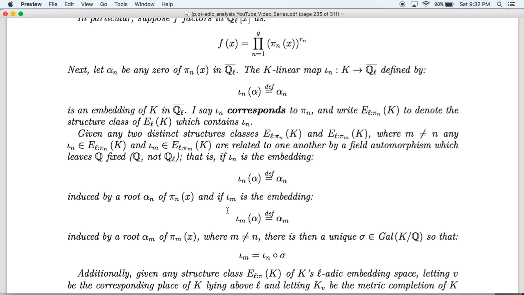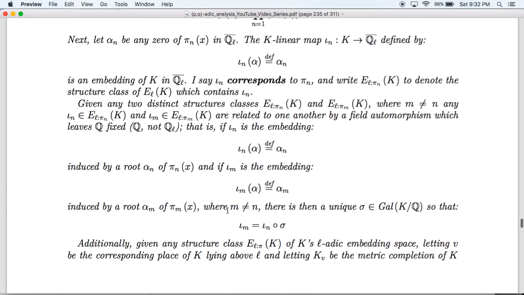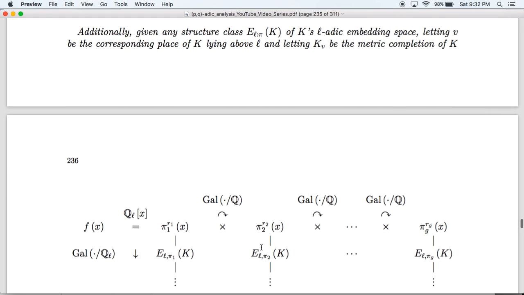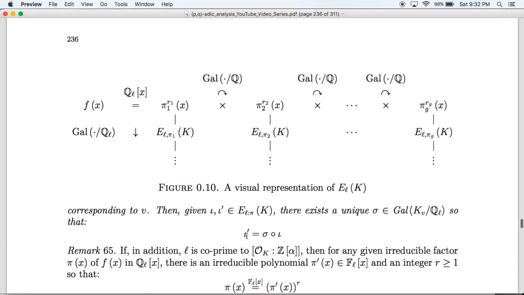However, as we said, each individual structure class is an equivalence class of embeddings up to conjugacy. Given any structure class E_L,pi(K) of K's L-adic embedding space corresponding to pi, and given any distinct iota and iota prime in E_L,pi(K), there's going to be a sigma in Gal of Q_L-bar over Q_L such that iota prime is equal to sigma of iota. Now, just for consistency, we're going to define sigma over Q_L-bar. However, we can be a little bit more specific.